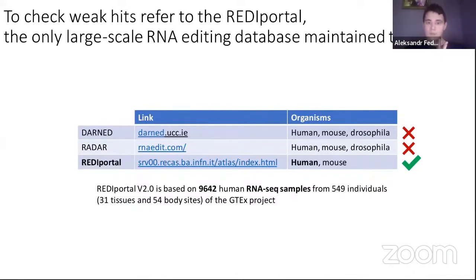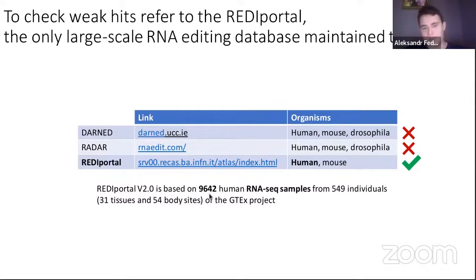One more thing to note here is that it's fairly common to check weak hits, or vice versa strong hits, in public databases. For such purposes, I usually refer to the REDIportal. It's the only large-scale RNA editing database maintained today. Especially, it's a good source for RNA editing in humans.